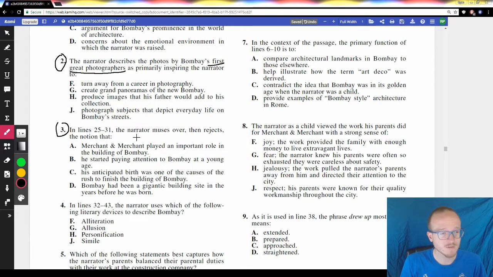So in lines 25 through 31, the narrator muses over, then rejects the notion that... Okay, so when I'm reading a question like this, it gives me some really important information. This tells me that my answer is in lines 25 through 31 and nowhere else, very importantly. And that it has to be some idea that the narrator thinks about, and then he says, no, I don't really think that's the case.